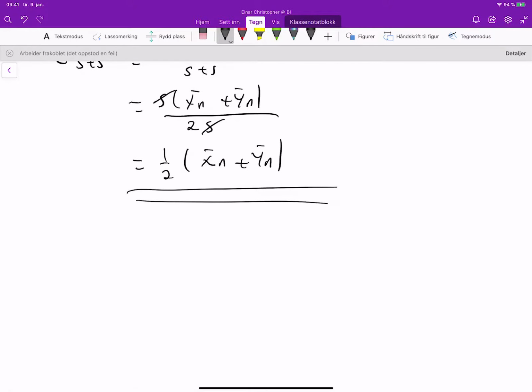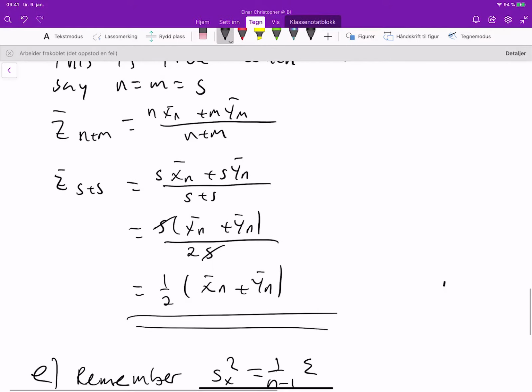Then we can take e. So here let's write that first. Remember, sx to the power of 2, the empirical variance, is equal to 1 divided by n minus 1 times the sum, oh, I see I wrote n here, that should be m, but then everything is okay.